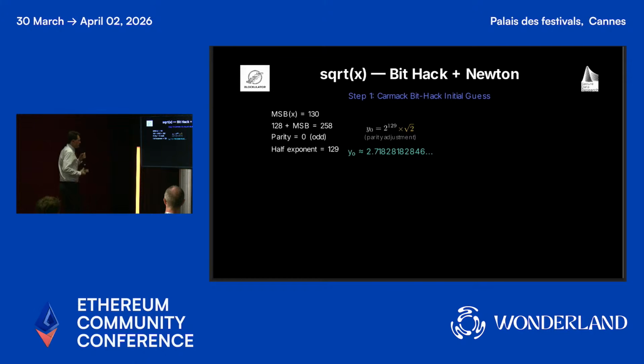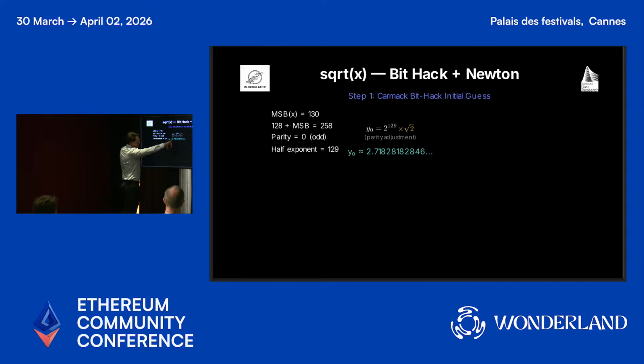So yeah, we start with the square root. Let's talk about the Karmat bit hack approach. For this one, we start by finding the most significant bit. Say we want to find the square root of e squared. That's what I put in here.